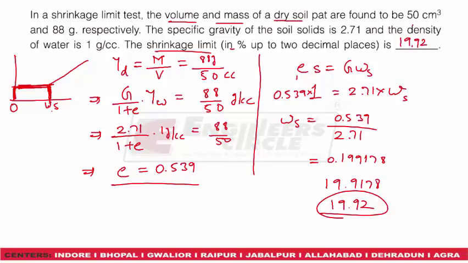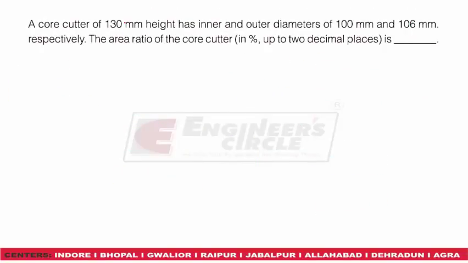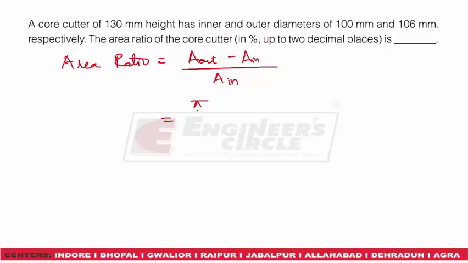The next question is, a core cutter of 130 mm height has inner and outer diameter of 100 mm and 106 mm respectively. The area ratio of the core cutter is. Now area ratio of core cutter is given by outer area minus inner area by inner area. So this is equal to pi by 4 diameter of outer area minus pi by 4 diameter of inner area whole square by pi by 4 diameter of inner area square.